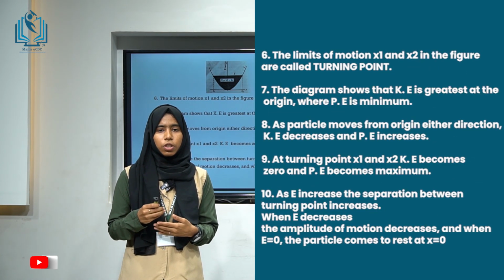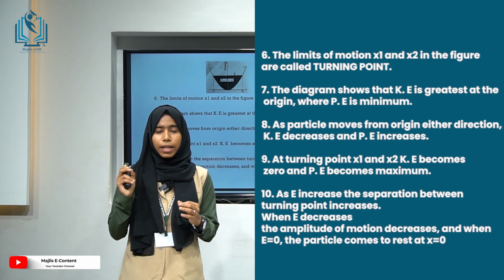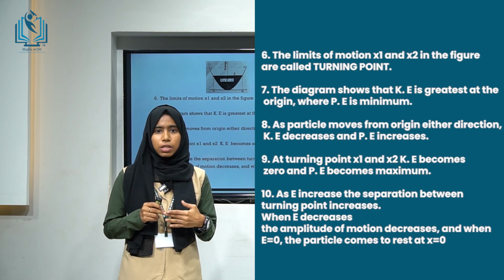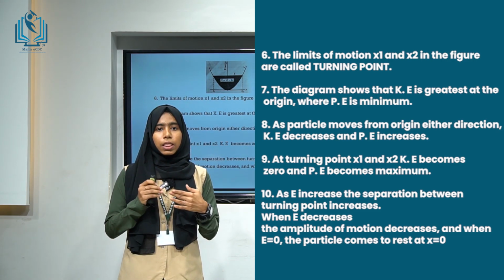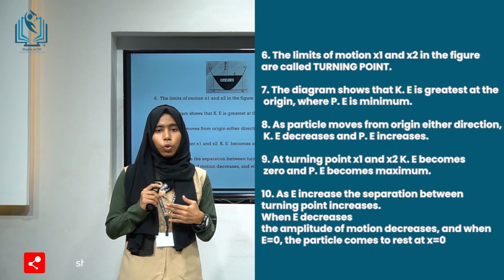If the energy given to the particle increases, the separation between the turning points H1 and H2 increases. If the energy E given to the particle decreases, then its turning points, or the amplitude of the particle, decrease. When E is equal to 0, the particle will be at its mean position, or at x is equal to 0.